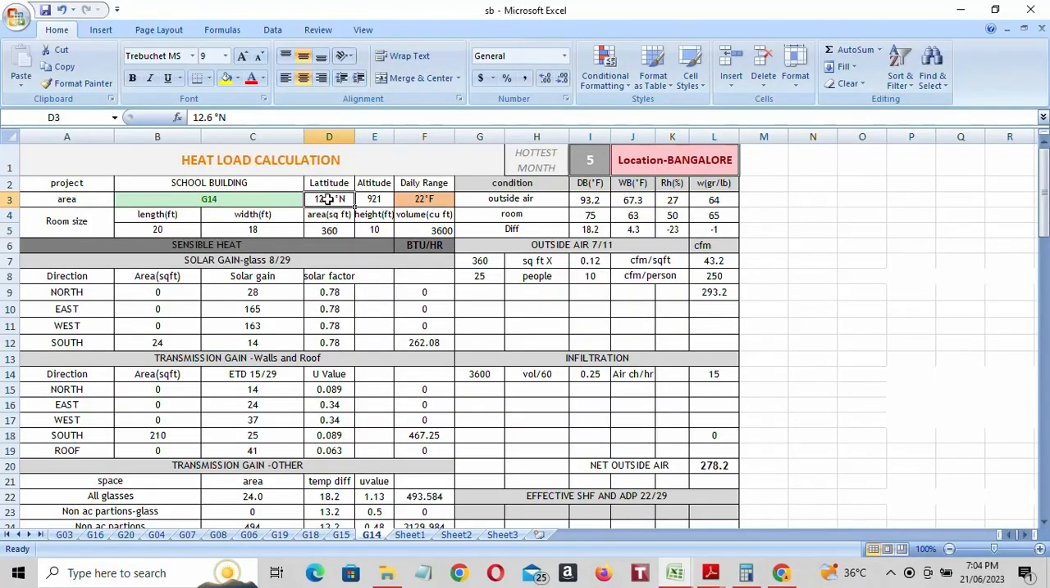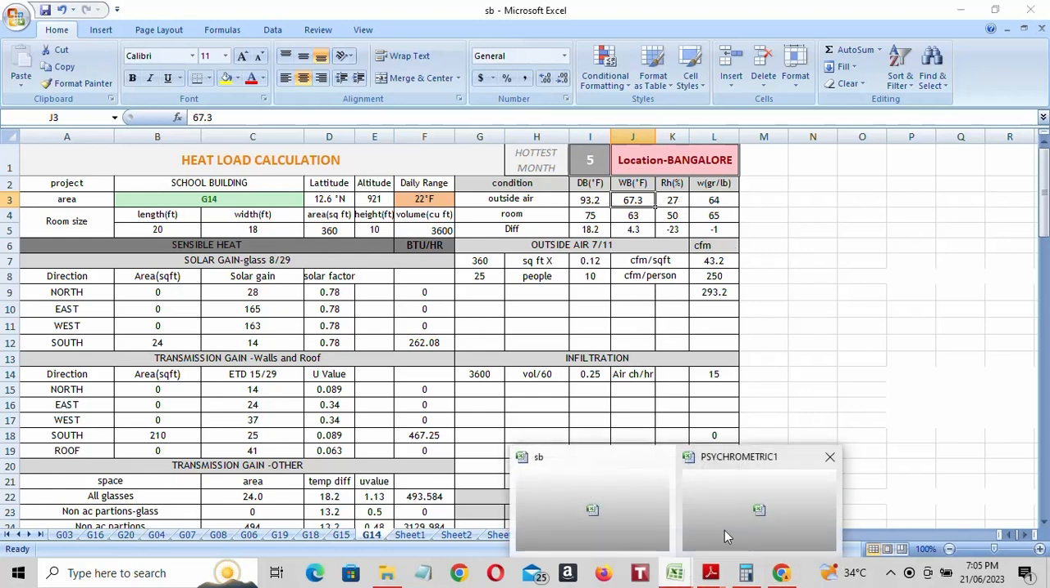Latitude 12.6, altitude 921, daily range 22, and outside air dry bulb is 93.2 and wet bulb is 67.3. By using the psychrometric chart, you will get the values for relative humidity and humidity ratio. One second, I will show you.